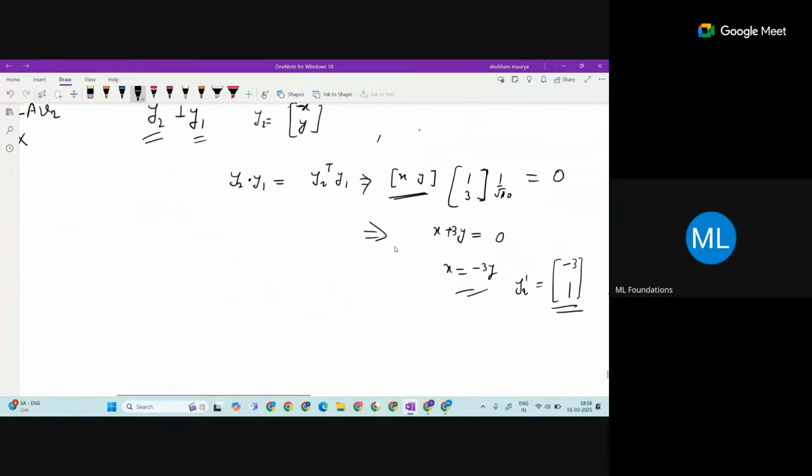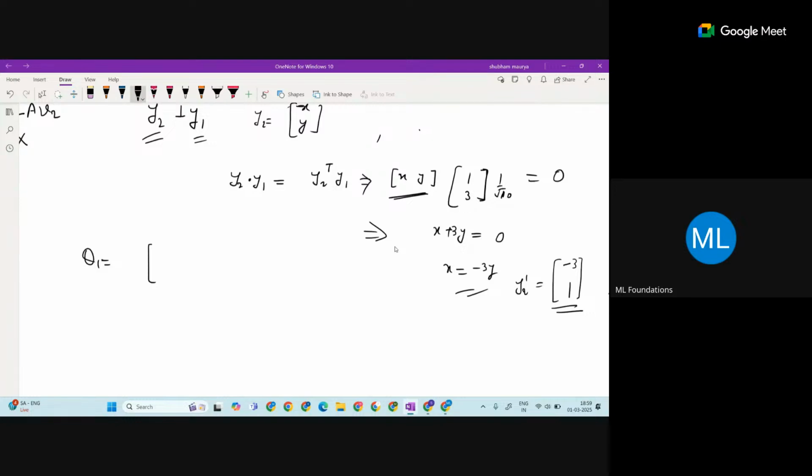Now we are done. Q1 is going to be... just one question here. Instead of working it like this, if u1 is coming out to be 1 by root 10 times 1, 3, then u2 will obviously be 1 by root 10 times minus 3, 1. Yes, just change the sign and transpose it. That is what is usually done. If you practice a lot, you can do it directly and very quickly.